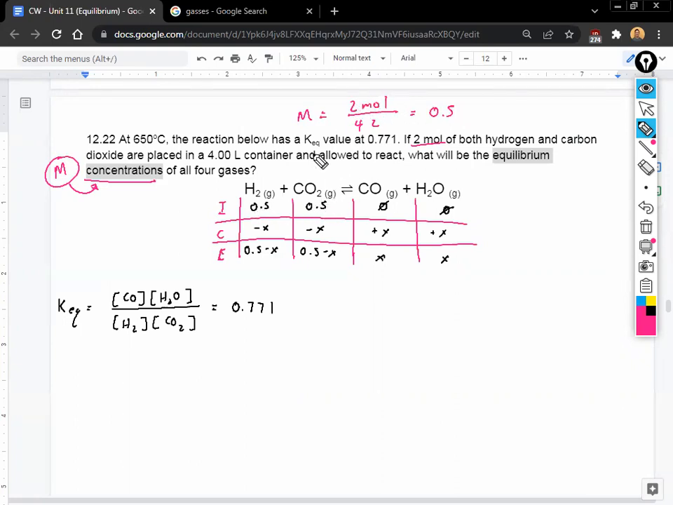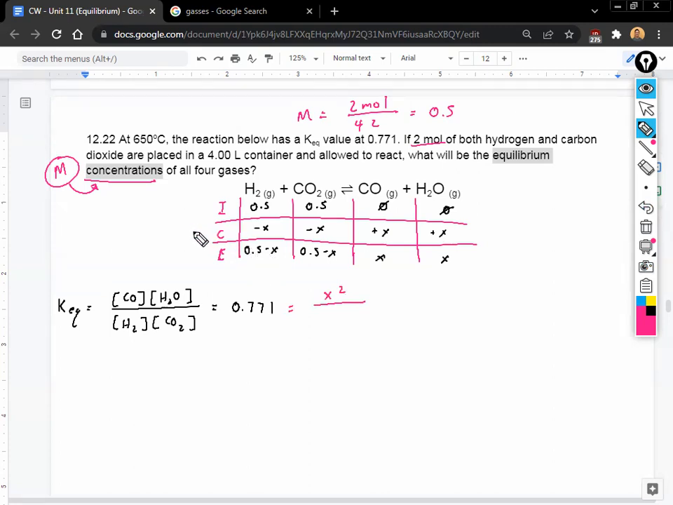If you started the ice table with just 2 moles, that's totally fine. Just make sure that at the very end you divide by the volume, or you're just going to be giving moles, not molarity. Okay, so I have the ice table set up, got the equilibrium concentrations, and now we just need to plug in what we got. The concentration for the products is x times x, which is x squared, divided by 0.5 minus x.